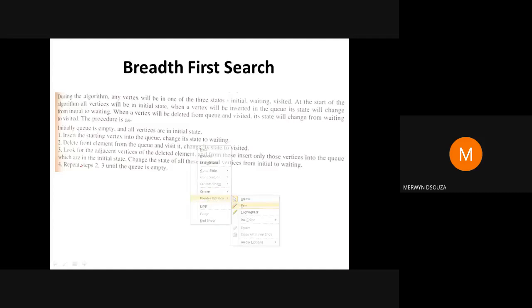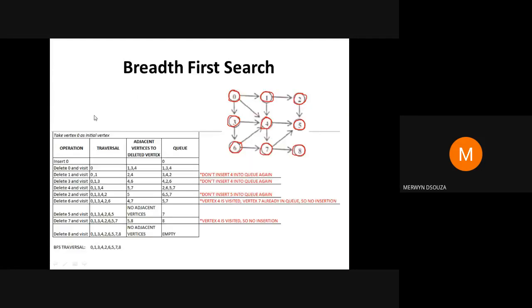Then we have to perform the steps one by one. So we go to the first step. We take the starting vertex and insert it into the queue. Like we have said, whenever the vertex is in the queue, its state will be waiting. First you have to select your starting vertex, so you have to mention it. We will say that we are taking vertex 0 as the initial vertex.